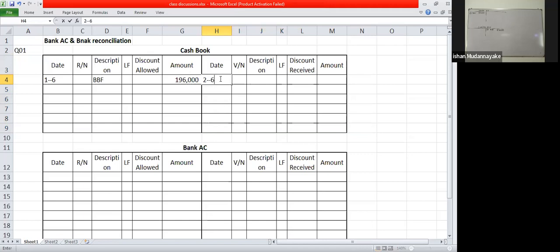2nd June, cash account credit 20,000. Description is bank. Cash book credit 20,000. And then bank account debit 2nd June. Description is cash. Amount is 20,000. Cash book credit, bank account debit.